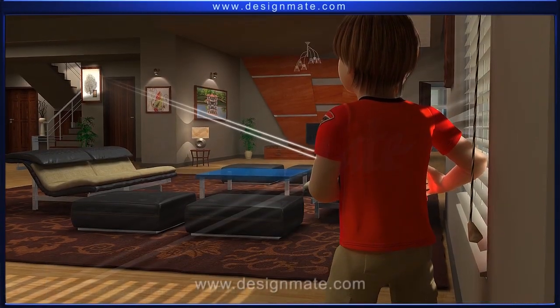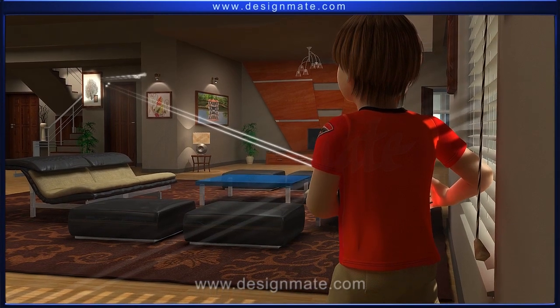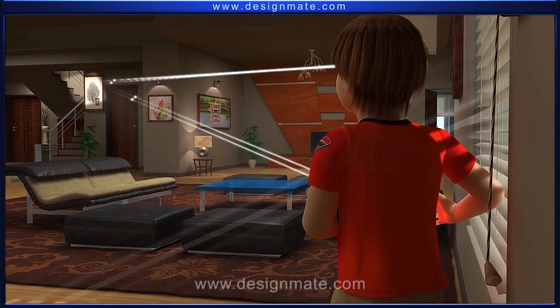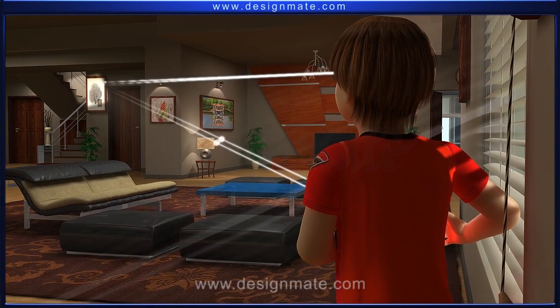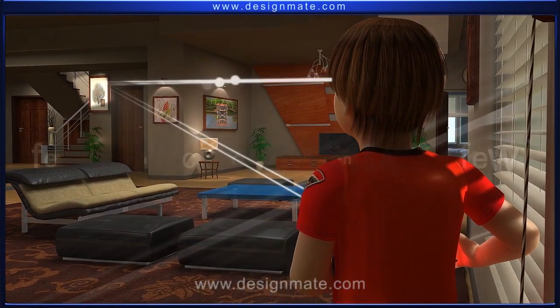When light rays reflected from different objects enter our eyes, we are able to see them. Let us now understand the laws of reflection.